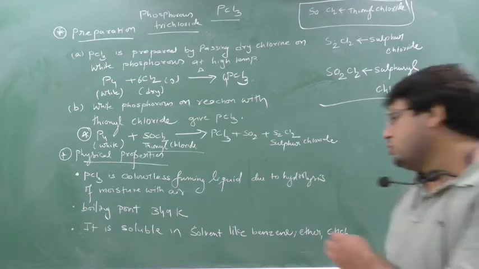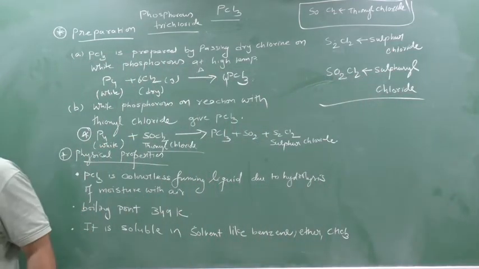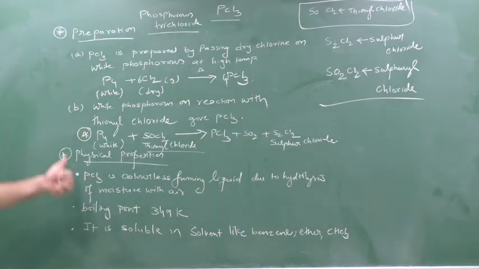Write down, it is soluble in solvents like benzene, or you can write chloroform, or carbon disulfide, CS2. Clear? So this is the physical property. Next we will go to the chemical property. Please take a screenshot. Okay.